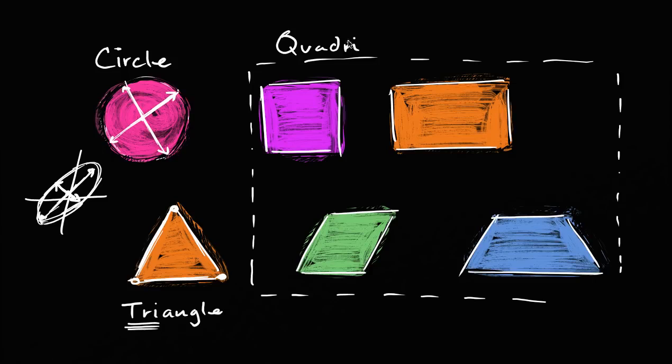Quadrilateral. And when you see this quad at the beginning of the word, that's a pretty good sign that you're dealing with the number 4. 4 sides. That's what quadrilateral means. But these are all different special cases of quadrilaterals. And actually, you could even have a quadrilateral that looks like this. You could even have a quadrilateral that looks like this. 1, 2, 3, 4 sides. As long as it has 4 sides, it's a quadrilateral.